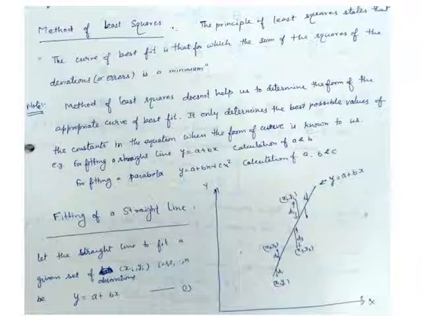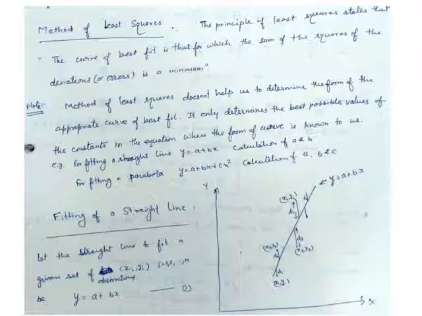Same for fitting a parabola, the equation of the standard parabola we are taking here is y equals a plus bx plus cx square. So the constants here are a, b, c. By the method of least squares we determine the best possible values of these constants. Okay, now we come to the formation of the best fitted curve. For that purpose we first study the fitting of a straight line.